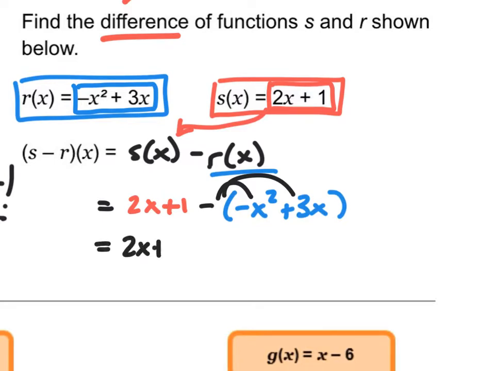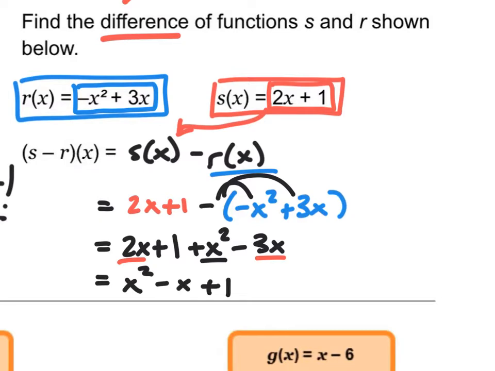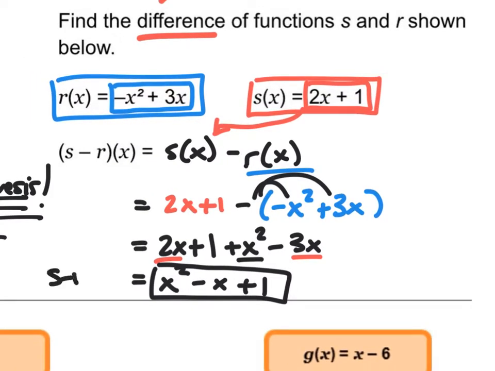You get 2x plus 1 minus negative x squared, which is really plus x squared, and then minus positive 3x is really minus 3x, okay? So as a result, we get this quadratic, which is going to be x squared. Can't combine anything with that, but I can combine 2x and negative 3x. So 2x minus 3x really just gives us a negative x, and then plus 1. So our answer that we're looking for is this, okay? This is equal to s minus r of x.